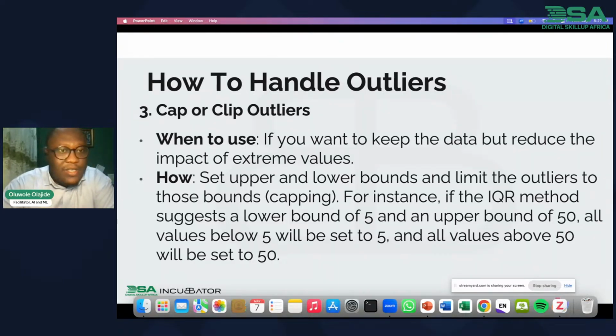So capping or clipping the outliers. When do you use it? If you want to keep the data but reduce the impact of the extreme value, you can set an upper and lower bound and limit the outliers to that bound. Exactly. Somebody was asking a question and I gave a random range. For instance, if your IQR method suggests a lower bound of 5 and an upper of 50, all your values below 5 will be set to 5, and all your values above 50 will be set to 50. So I've answered your question now.